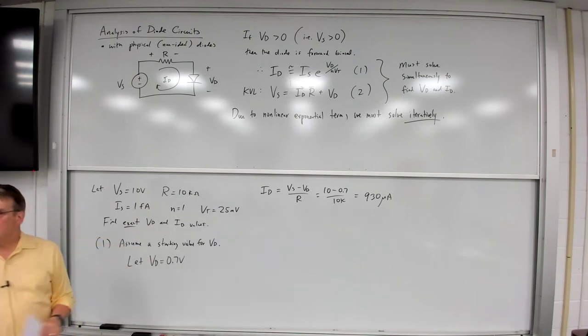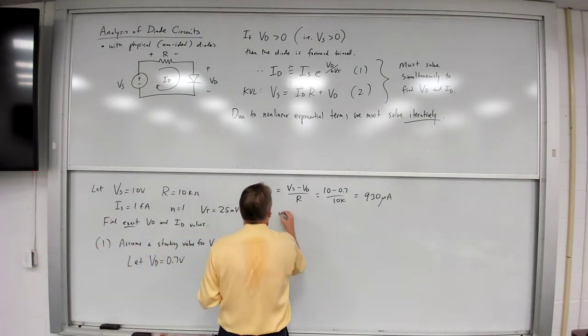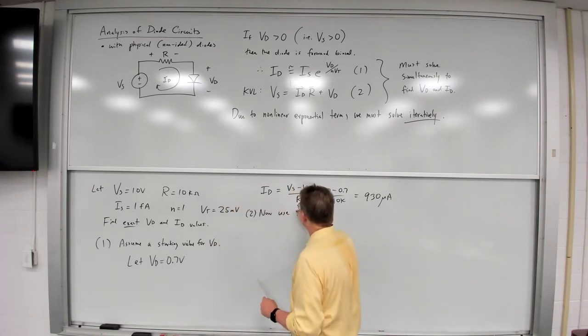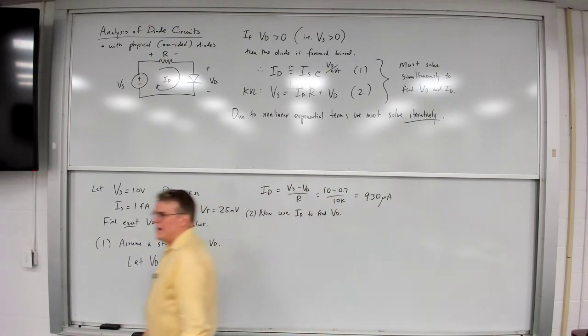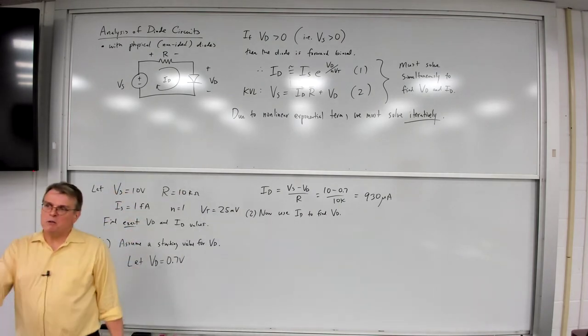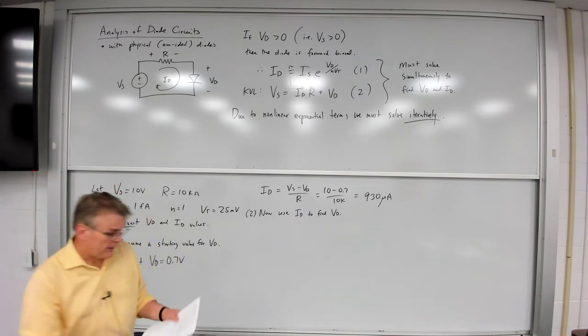Now, given this, I'm going to use ID to find VD. In order to do that, I'm going to rewrite equation number one. I'm not going to use the exponential term. I'm going to use the log form. So I'm going to rewrite it like so.